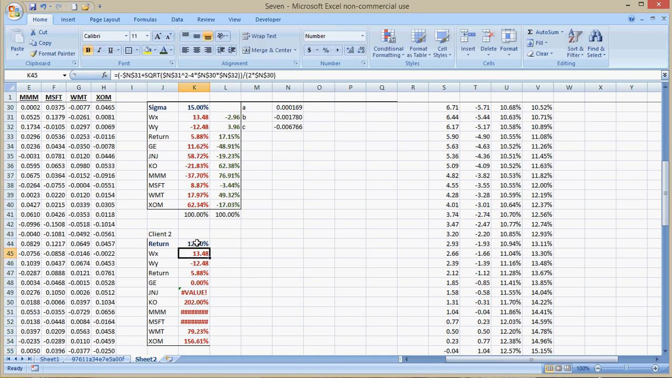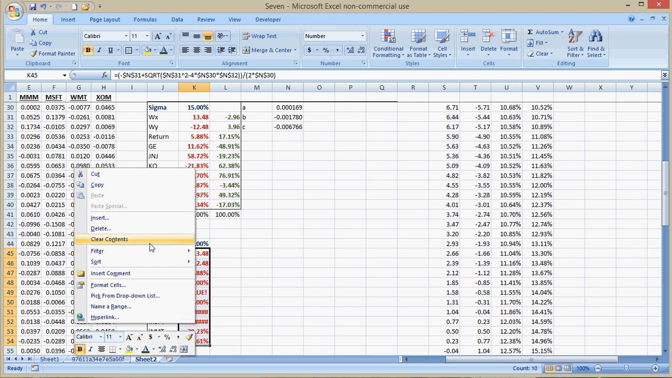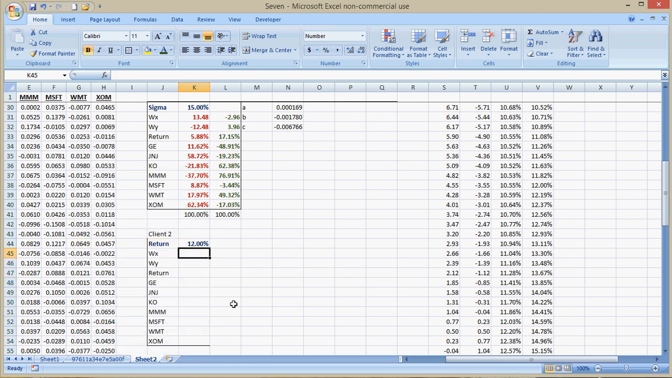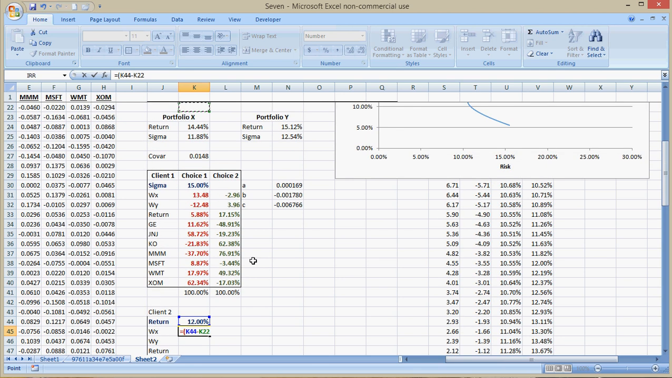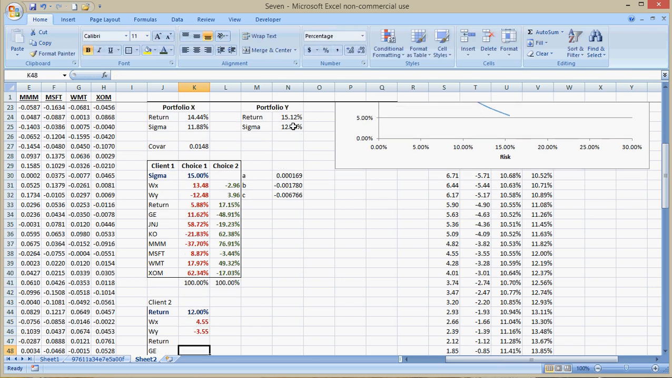Say the client wants a return of 12%. Get rid of all this stuff. This is going to be a lot easier because my weight in X is going to be equal for return. It's going to be equal to, and you can do the math of this, the return that the client wants minus the return in portfolio Y, which is right here, divided by the return in portfolio X minus the return in portfolio Y. And then the weight of Y is 1 minus that.